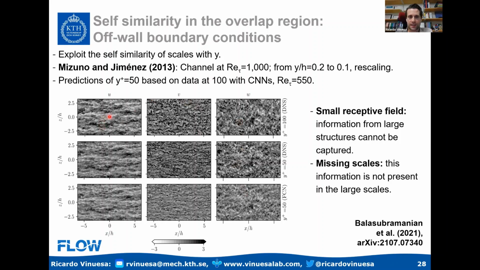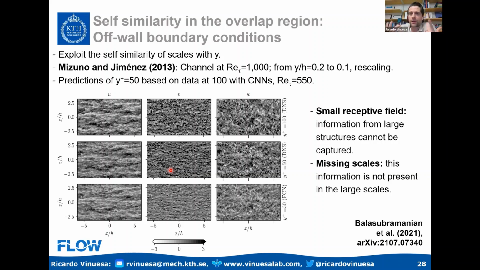The first row is at y plus 100. That's my input. The second row is still the DNS at y plus 50. This is my target. And my output is the third row. So I want to compare the third row with the second one. Now, the u prime, the streamwise velocity fluctuations, are in very good agreement. The wall normal and spanwise exhibit some discrepancy, but still I can get most of the features right in my predictions.